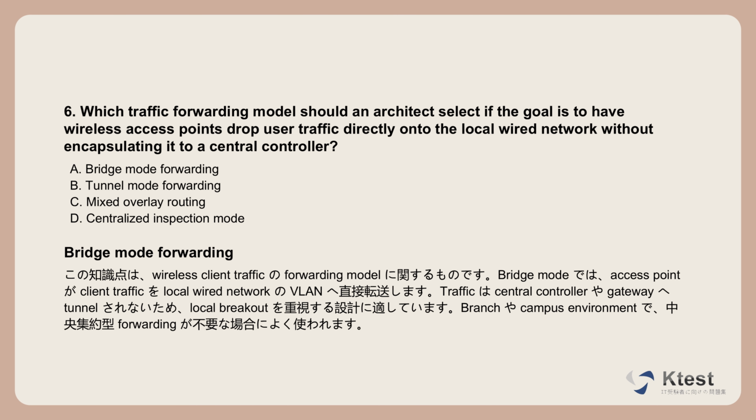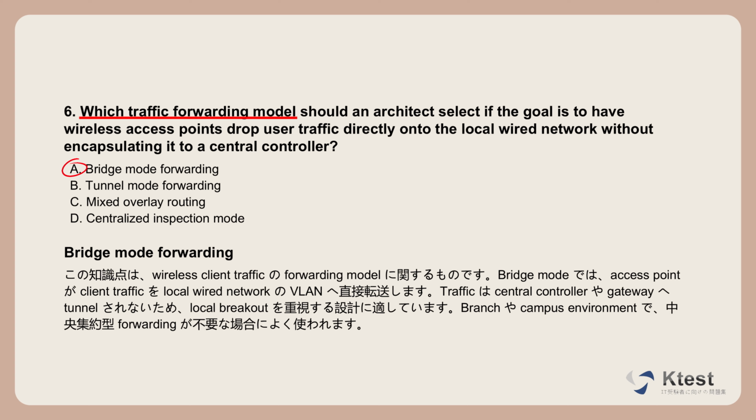Question 6. Which traffic forwarding model should an architect select if the goal is to have wireless access points drop user traffic directly onto the local wired network without encapsulating it to a central controller? The correct answer is A, but I will admit bridge mode forwarding feels kind of counterintuitive. How so? Well, why wouldn't we want to securely tunnel everything back to a central controller?